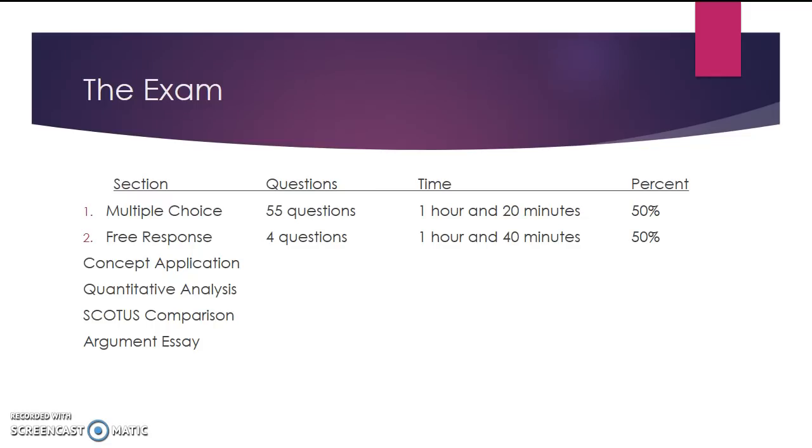These have changed a little bit, but every single exam, whether you take it now or in the 2018-2019 school year or 5 years from then, there's going to be one question dedicated to concept application, another one dedicated to quantitative analysis, another one dedicated to SCOTUS comparison, and then the new big change is the argument essay. So this, you will have an hour and 40 minutes to complete. Again, it is 50%, or 12.5% each.